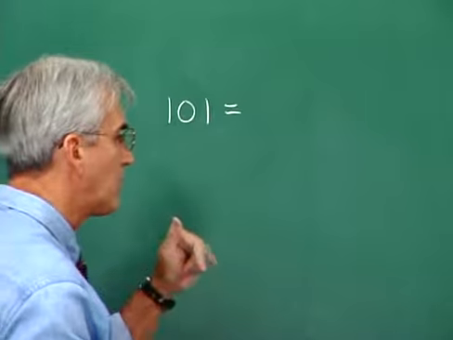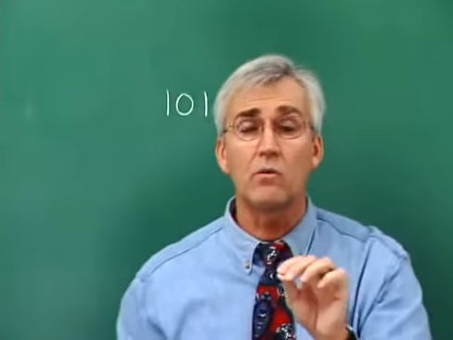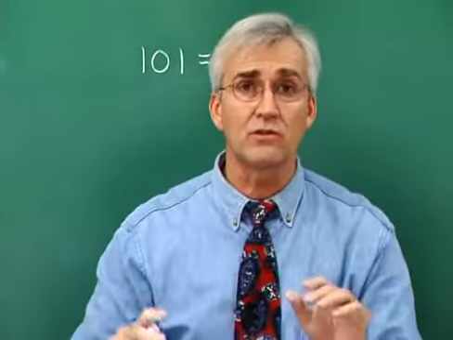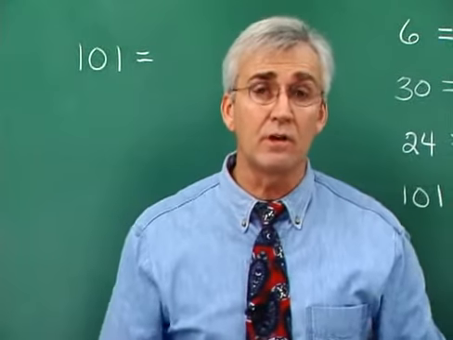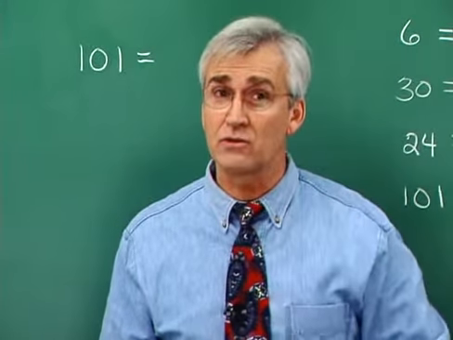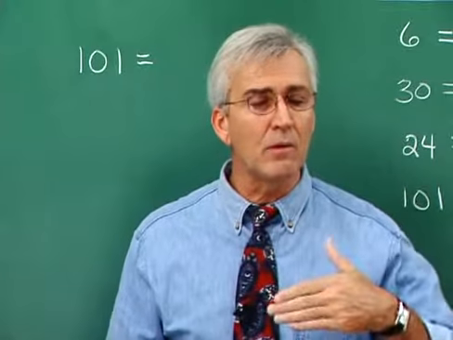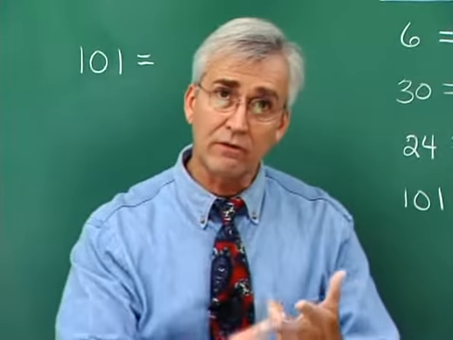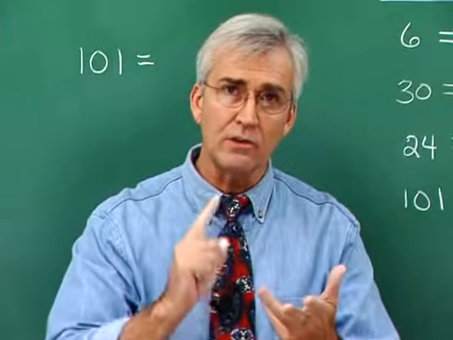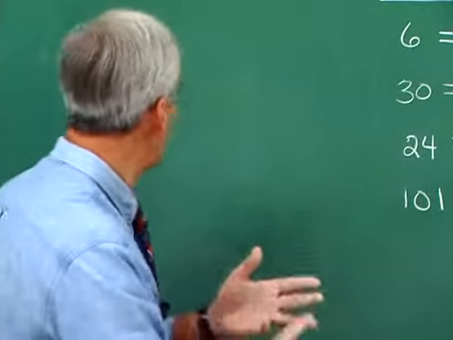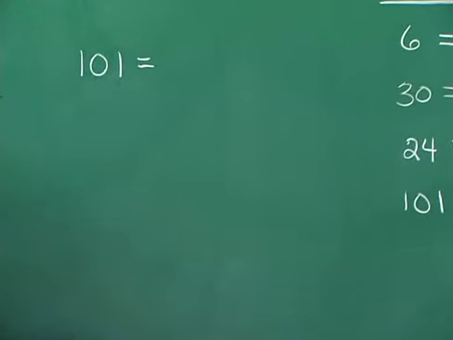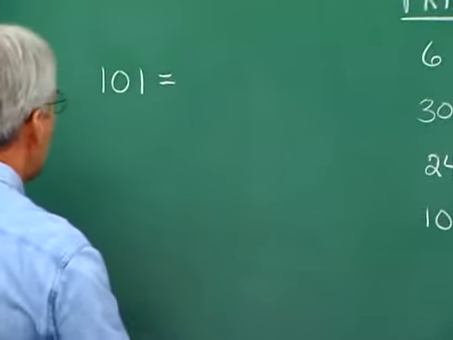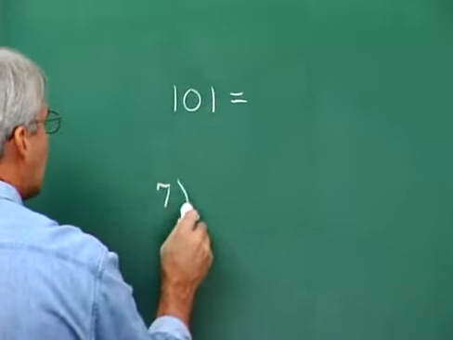All right, what's the next prime number? Now, remember that we're not looking for all the factors. We're only checking out primes here because we're doing a prime factorization. So we're thinking about prime numbers. And I've checked for 2. I've checked for 3. The next prime number is 5. But 101 has as its last digit a 1, so 5 doesn't go into it. The next prime number is 7. I might try dividing 7 into it.